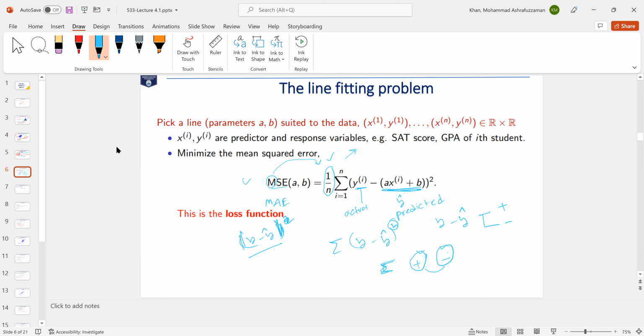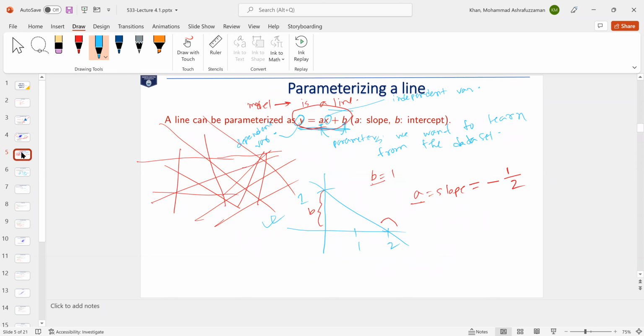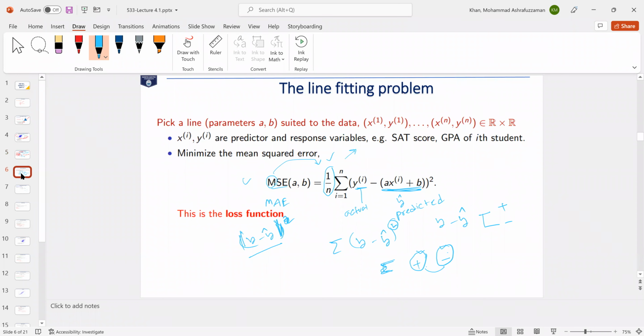Does it make sense? Go to the previous slide. Do you have any questions here? Okay, I think no more questions here. So is this slide clear to everyone?